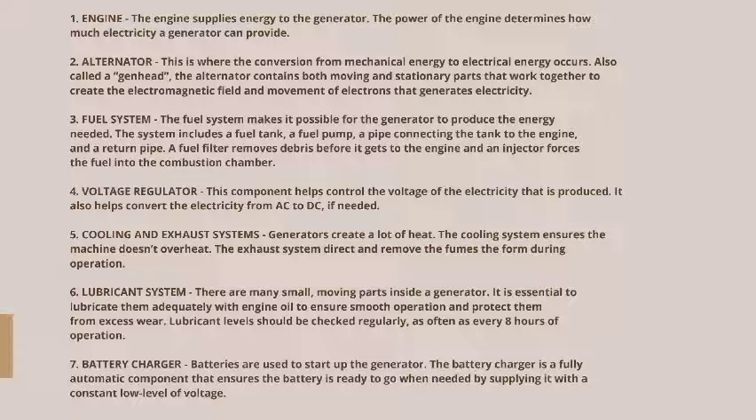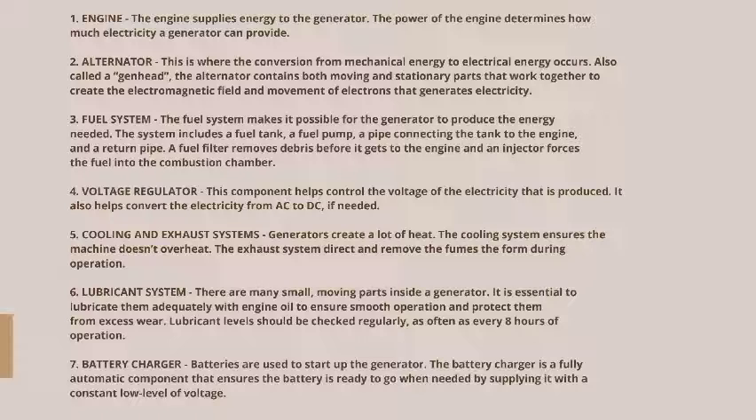Fuel system. The fuel system makes it possible for the generator to produce the energy needed. The system includes a fuel tank, a fuel pump, a pipe connecting the tank to the engine, and a return pipe. A fuel filter removes dirt before it gets to the engine, and an injector forces the fuel into the combustion chamber.